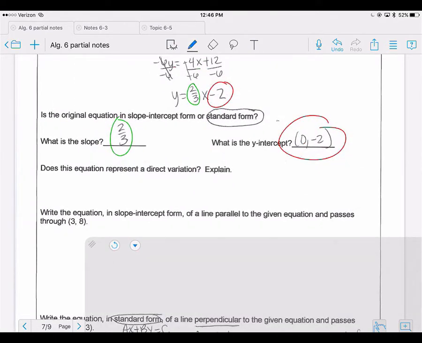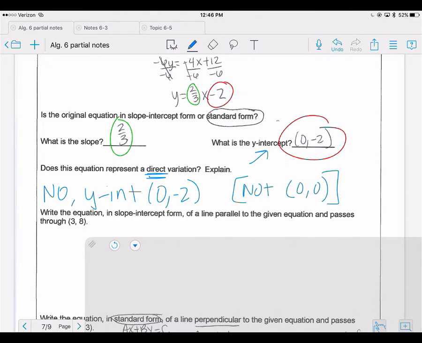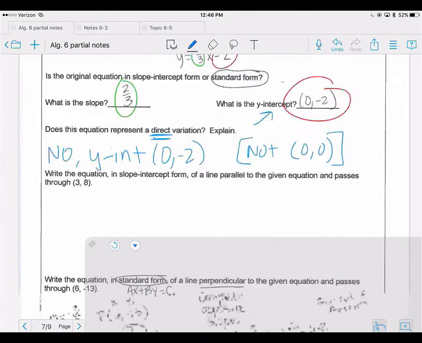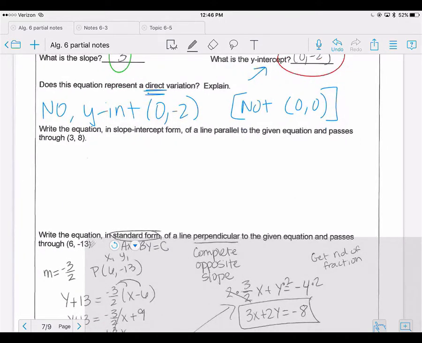They ask if this equation represents a direct variation and ask us to explain. So from 6.1, we remember that the word direct means they don't beat around the bush. They get right to the point and they don't add or subtract anything from it. This y-intercept not being 0,0 means that this is not a direct variation because our y-intercept has a value and it is not 0,0. So remember, with direct variation, there's nothing added or subtracted after x. Because this one has a minus 2, or a y-intercept of negative 2, it is not an example of direct variation.